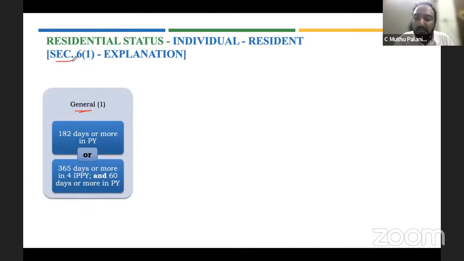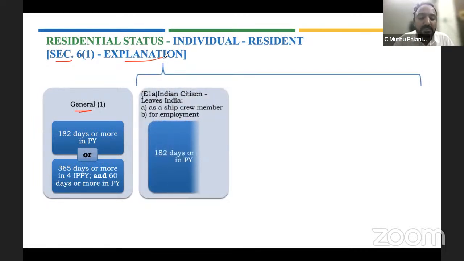So section 6, subsection 1, discusses residential status, but there are some explanations given in this subsection which talk about exceptions to this basic condition. So what are the exceptions? The first exception that we are going to talk about is specifically applicable for an Indian citizen.